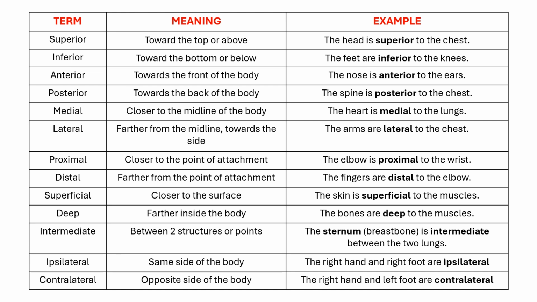Next is lateral. Lateral means away from the midline, like the arms are lateral to the chest. Next is proximal and distal. Proximal means closer to the point of attachment, and distal is farther away from the point of attachment. For example, the elbow is proximal to the wrist and the fingers are distal to the elbow.